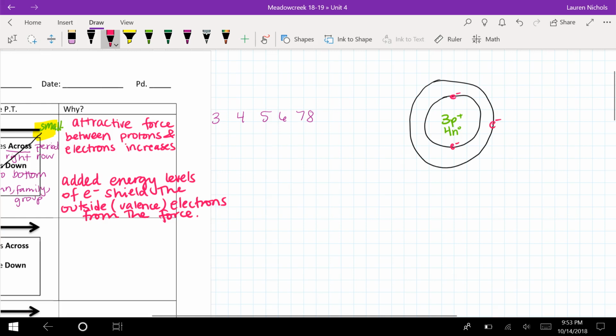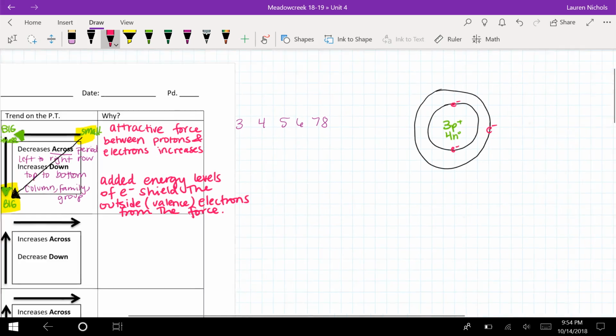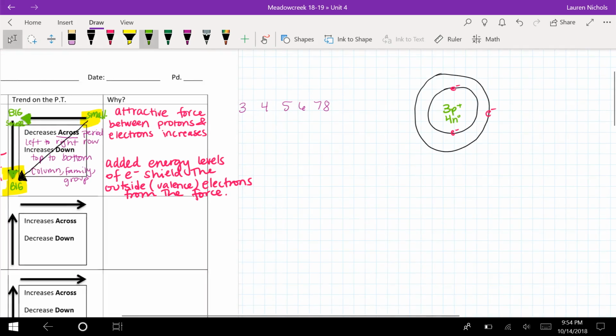Now, the deceiving part of this model is that my protons are not nearly the same size as my electrons. It takes about 2,000 electrons to be the same size as a proton. And so what happens is as you go down the periodic table, if we go from lithium to sodium, sodium's going to have 11 protons, and I think 12 neutrons. I could be wrong about that. Check your periodic table. And it's going to be on row 3.